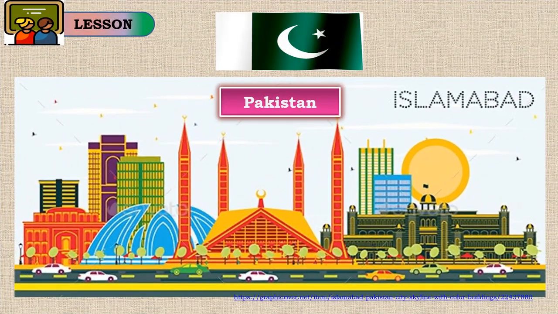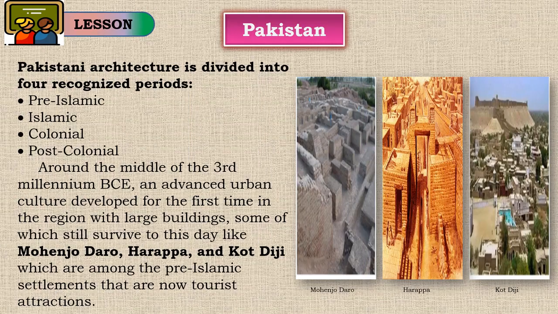Next place is the land of the pure, Pakistan. It has a rich history in all the visual arts. They have painting, architecture, textiles, and decorative arts and sculptures. Pakistani architecture is divided into four recognized periods: pre-Islamic, Islamic, colonial, and post-colonial.